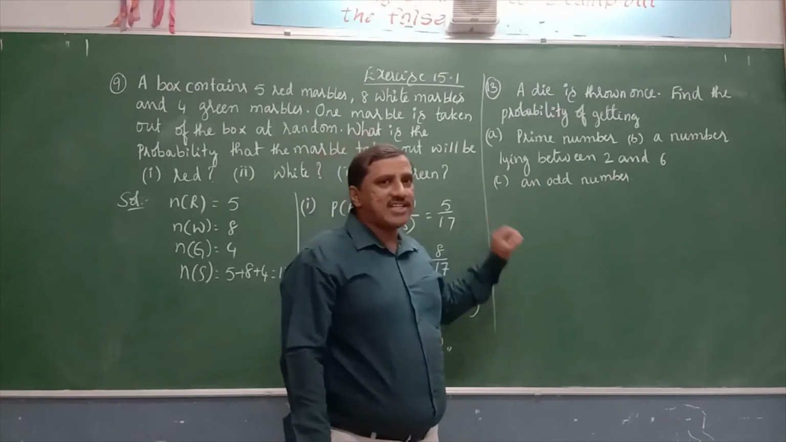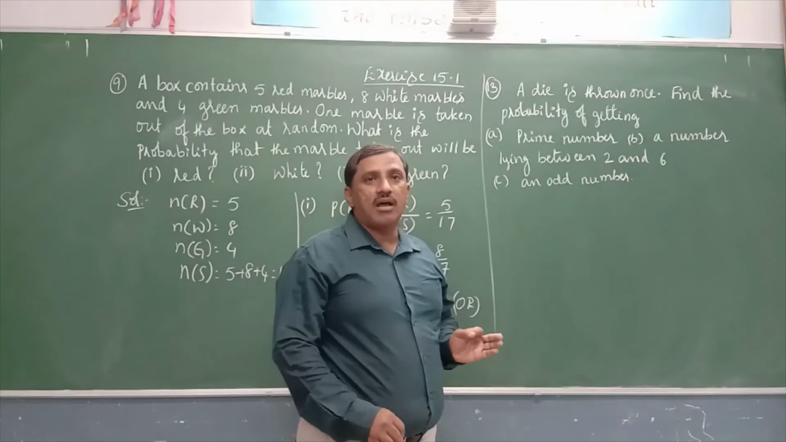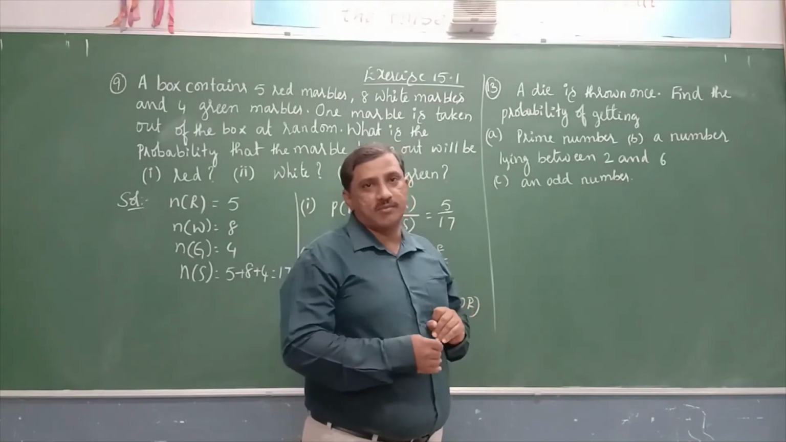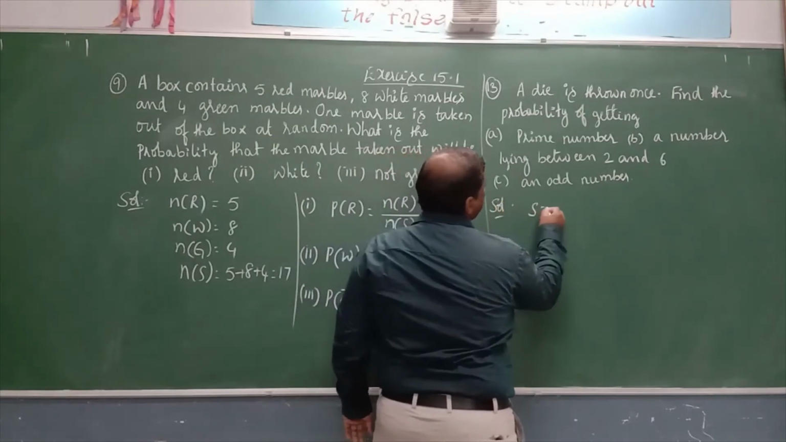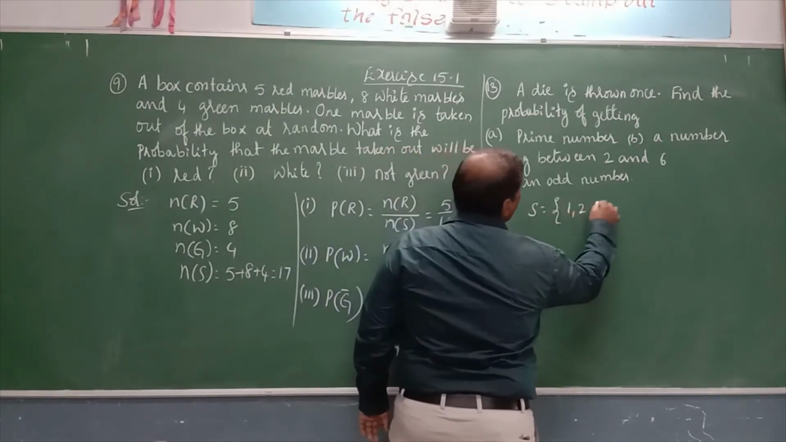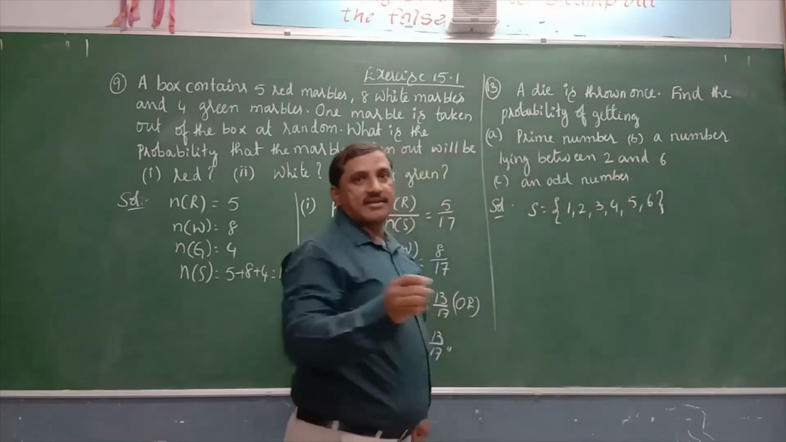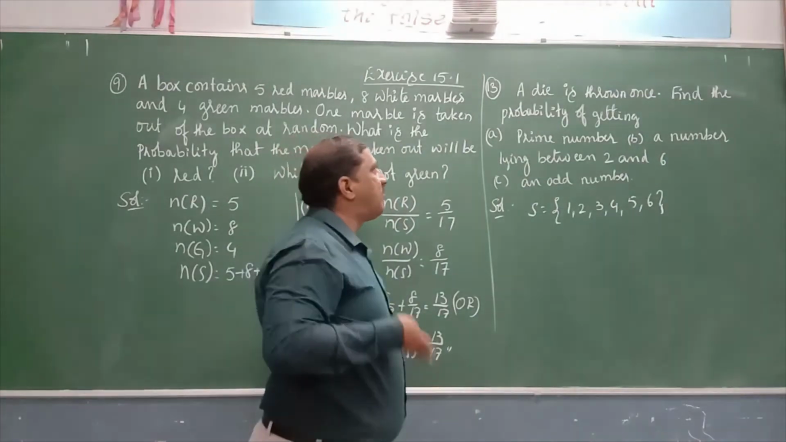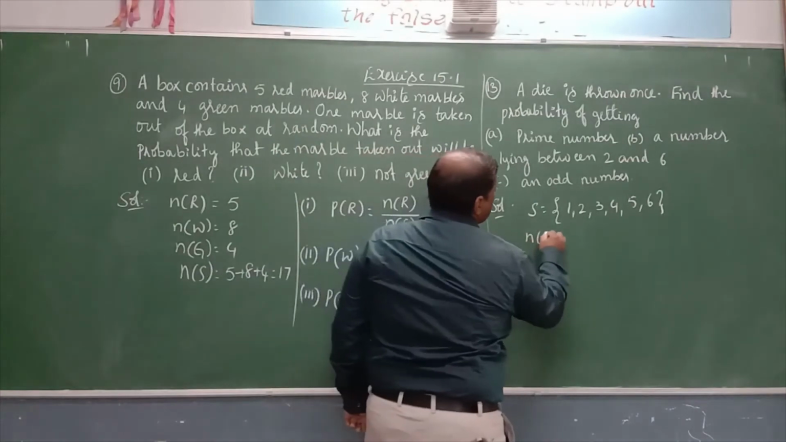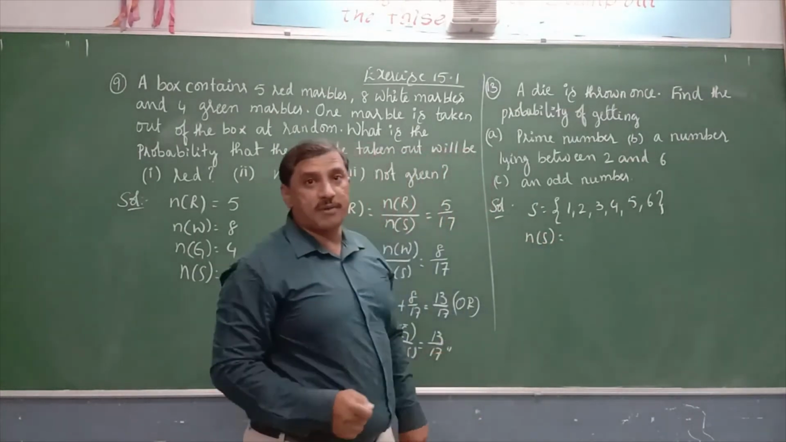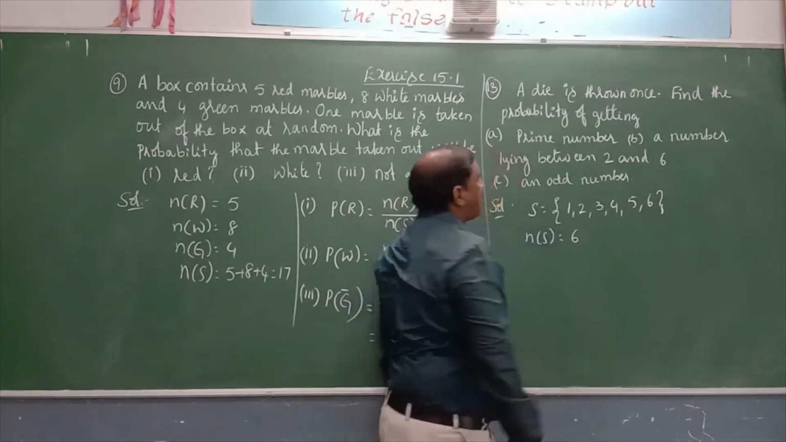When a die is thrown once, what is the sample space? Sample space means it is the total possible outcomes. So here S stands for sample space. So S is equal to 1, 2, 3, 4, 5, 6. So like this, 6 possible outcomes we get when a die is thrown once. Now what is n of S? Number of all possible outcomes. How many are there? 1, 2, 3, 4, 5, 6. So n of S is equal to 6.